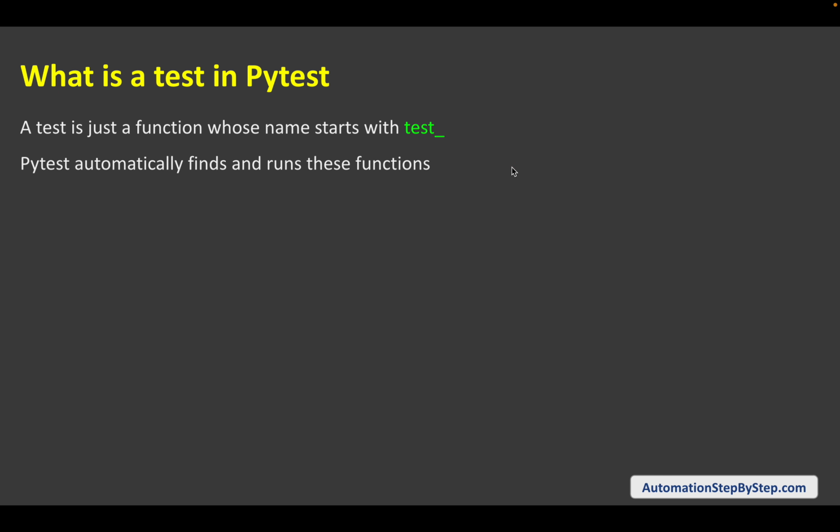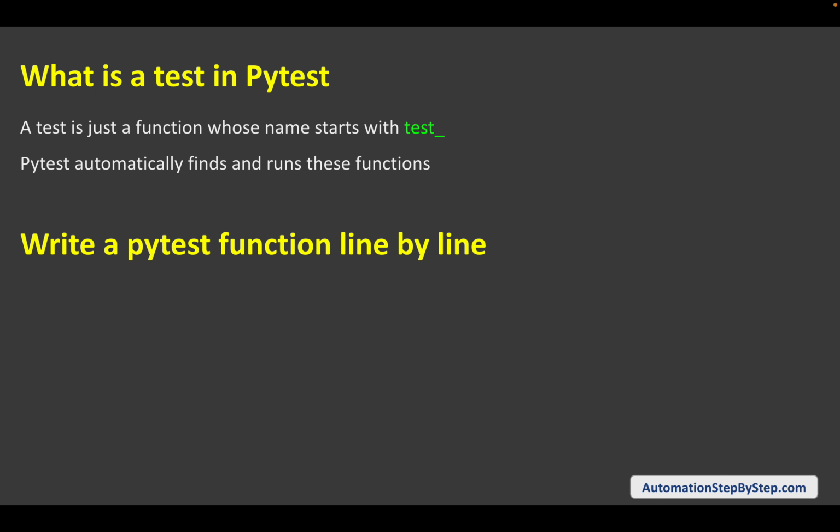Okay, in a moment we will see how we create these functions, but this is what a test is in pytest. So a test in pytest is a function whose name starts with test underscore. Okay, and pytest automatically finds and runs these functions when you run the pytest command. Okay, let us now see how do we write a pytest function, and we will write it line by line, and I will also explain it.